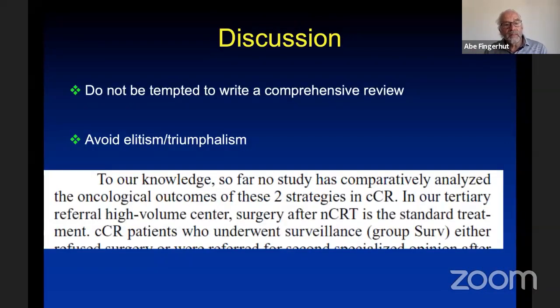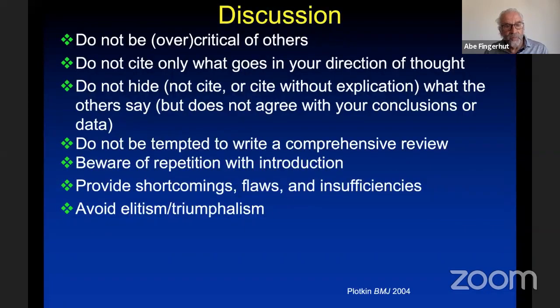Whatever you do, don't be tempted to write a comprehensive review. That's good for textbooks. It's not for scientific writing. And avoid what we call elitism or triumphalism. Don't say, we are the best. We are the only. No. This is not scientific writing. Don't be overcritical. Don't hide anything. Don't be tempted to write a comprehensive review. I've said that before. Beware of repetition with your introduction. Provide shortcomings and so forth.